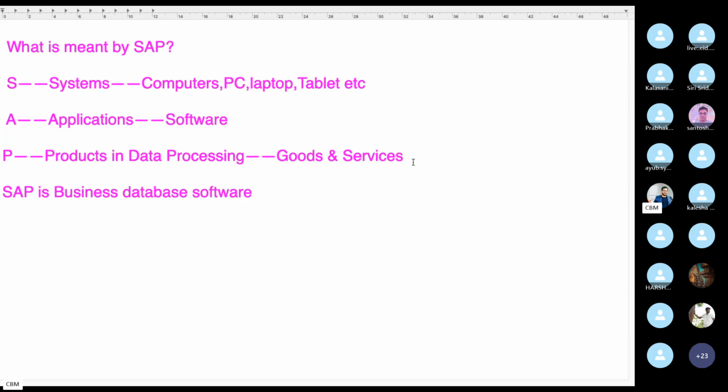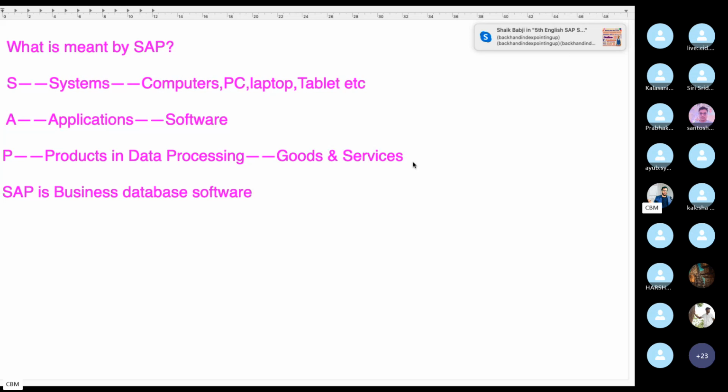So from that point of view, we need one database. That database is called the SAP business database, because the business information we are storing in the database.